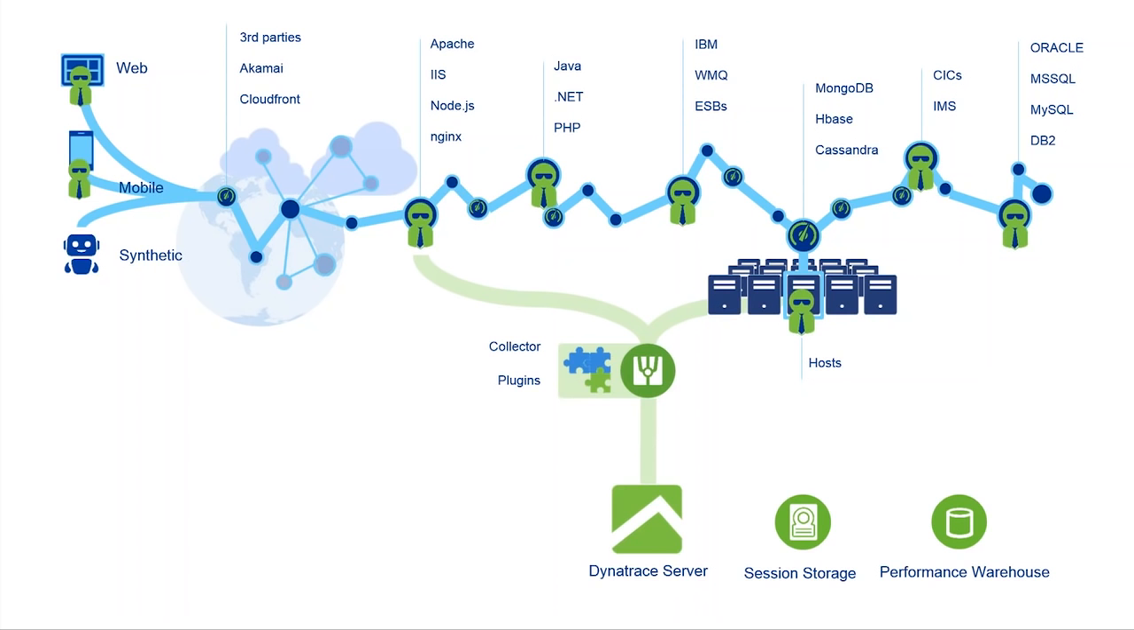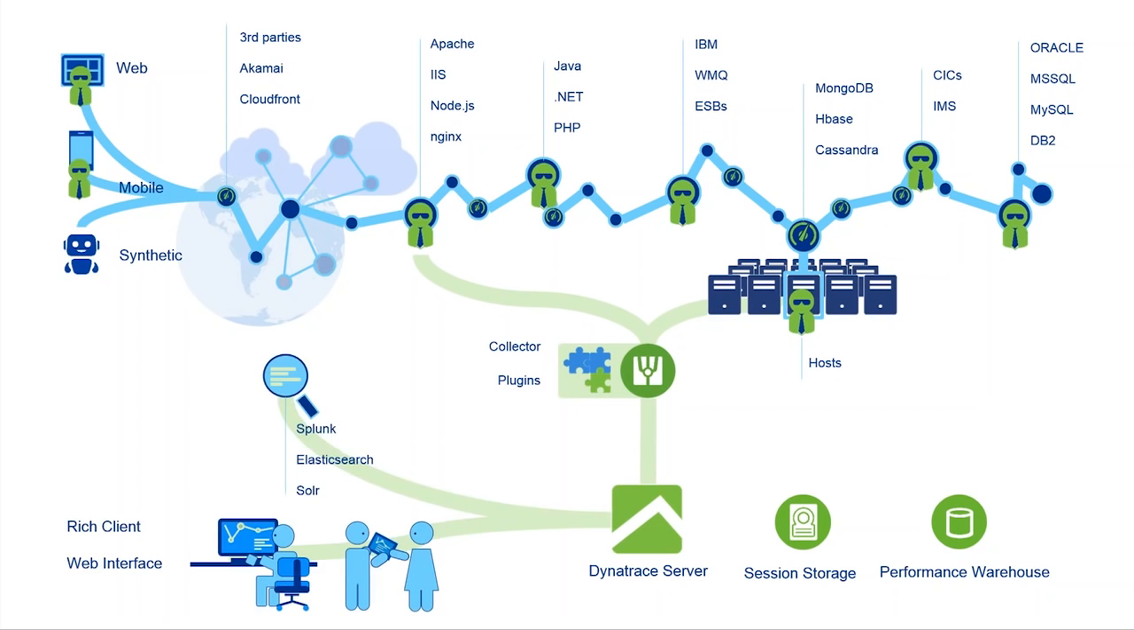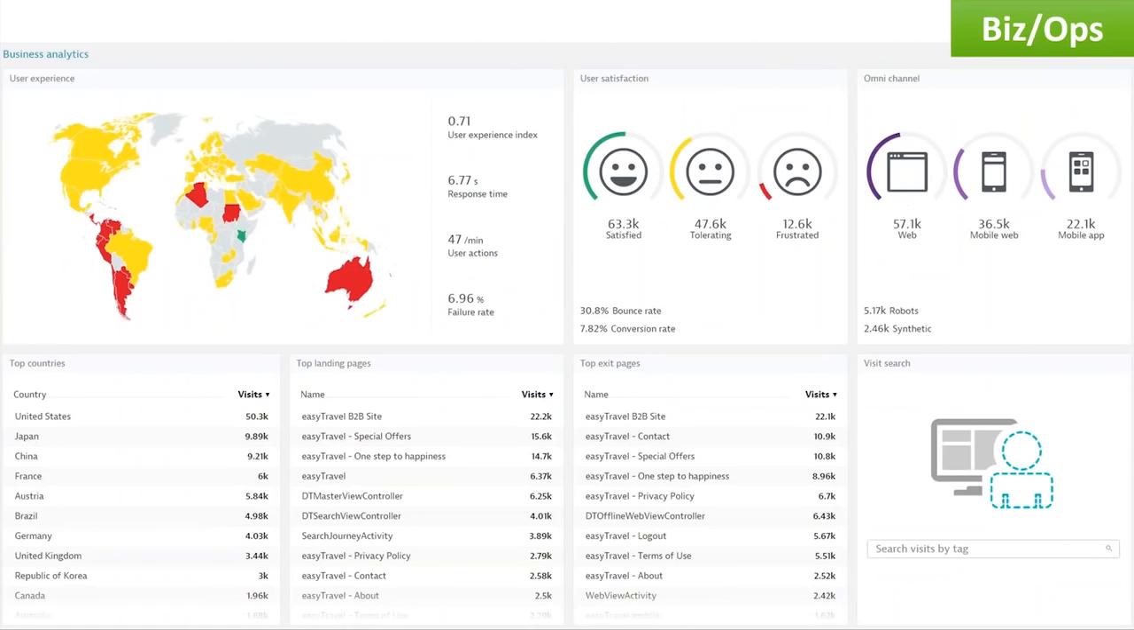This is your local file system, and also in a performance warehouse, which is a database. And the data is then also made available through our web interface, through our rich client, but you can also opt in to export and stream the data out to Splunk, Elasticsearch, or any other big data solutions to do your BI on top of that. Okay, so this is kind of general how this works.